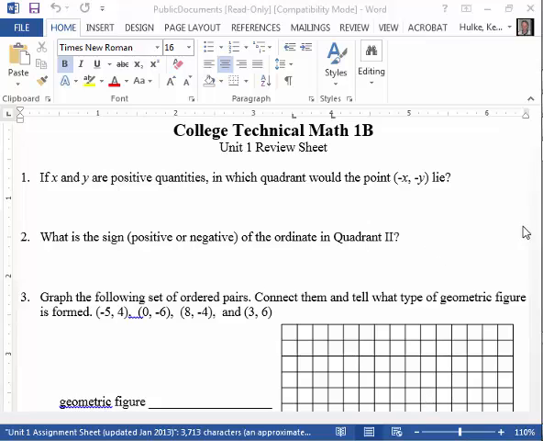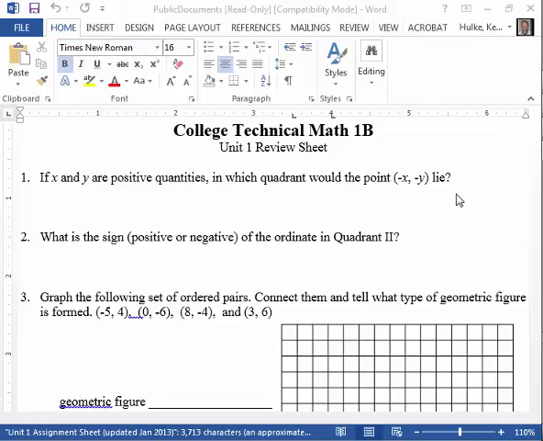All right, so this is the Unit 1 review. Question number 1 says, if x and y are positive quantities, what quadrant would you be in if both of those positive numbers were negative? In other words, you would have -3 and -4, which of course is the third quadrant, because you're starting clockwise from the upper right: first quadrant, second quadrant, third quadrant.